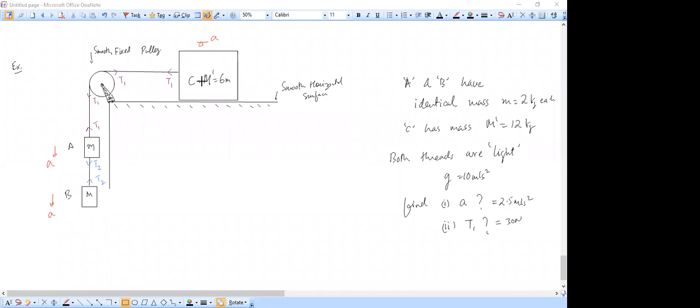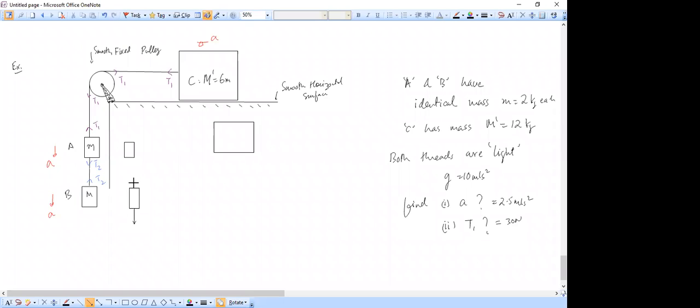The blocks are A, B, and C. I told you there are 3 blocks A, B, and C, and their masses are m, m, and m prime. So anyway, let's look at the situation of each of these blocks. This one, and this larger one.